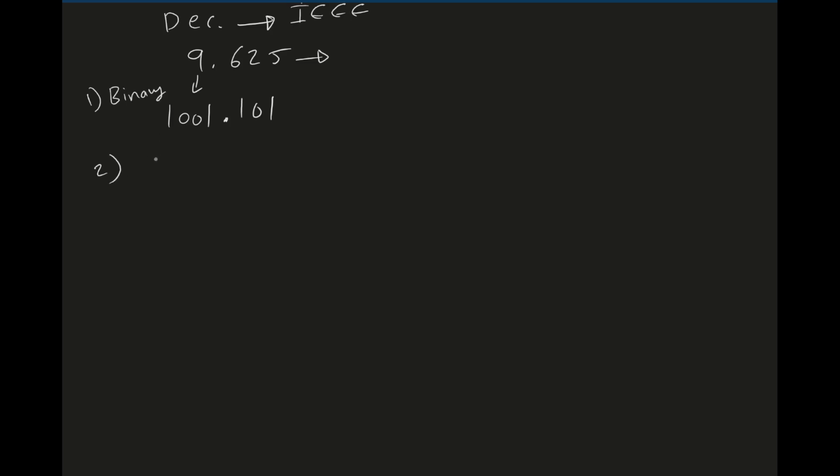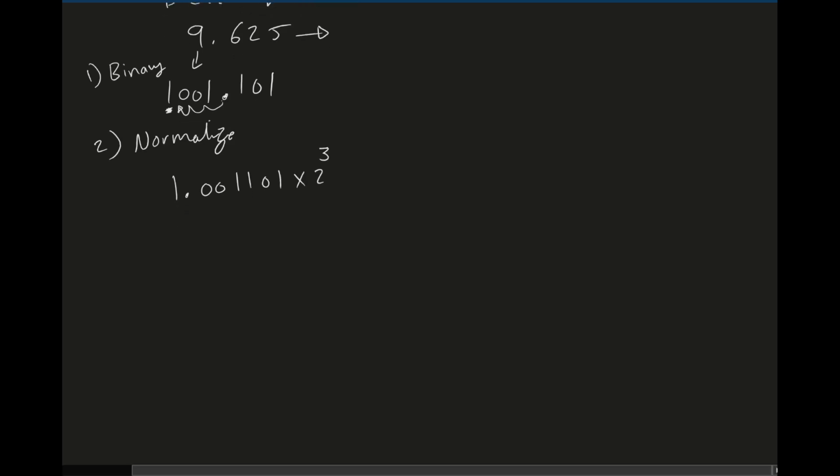The second step would be to normalize it. To normalize this number, I have to have one non-zero digit to the left of the radix point. So in this case, this is the one I care about. So I have to move this radix point 1, 2, 3 spaces to the left. So this becomes 1.001101 times 2 to the power of 3.